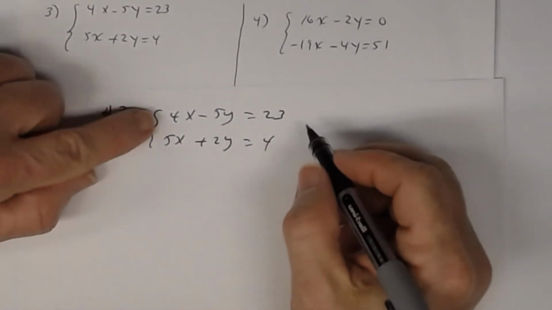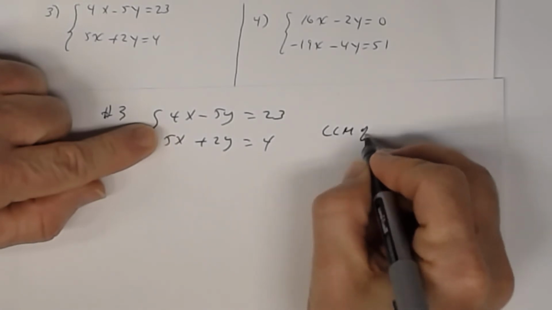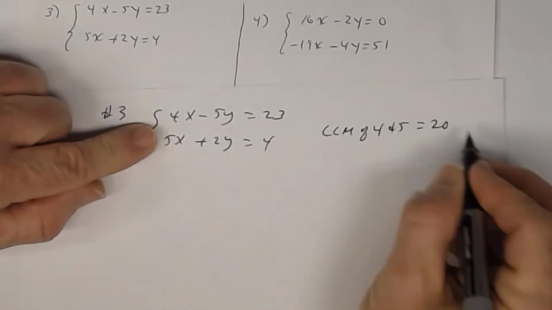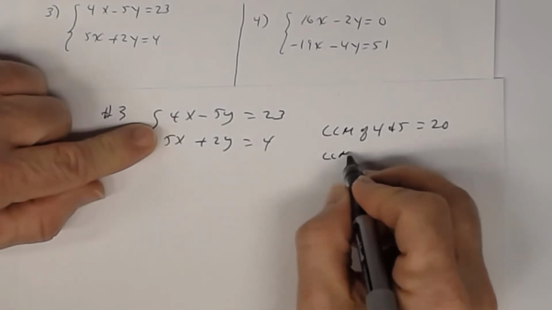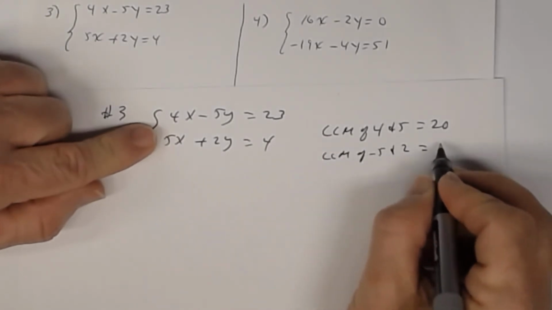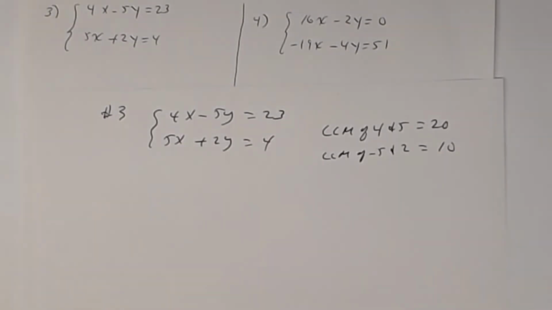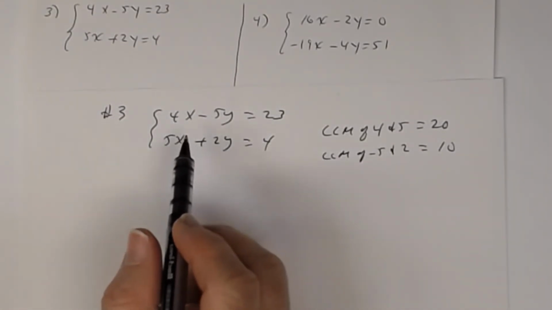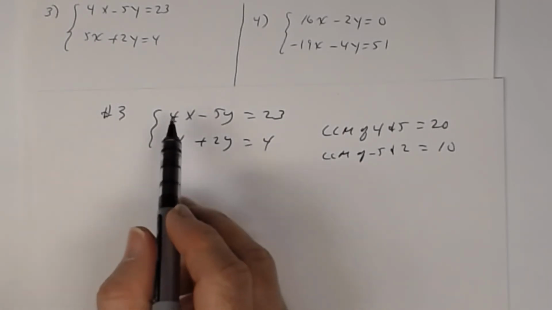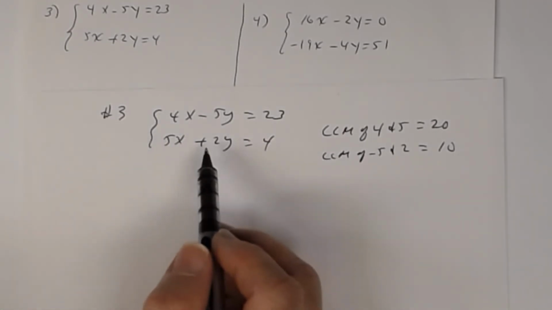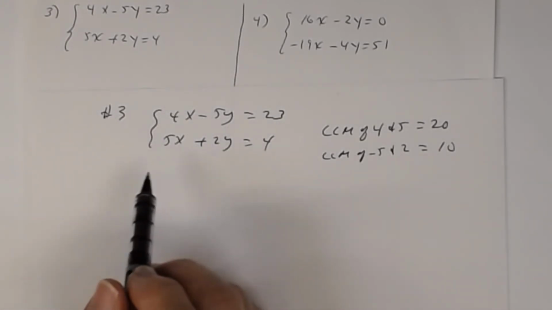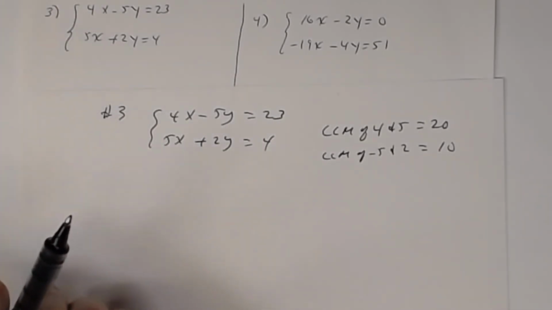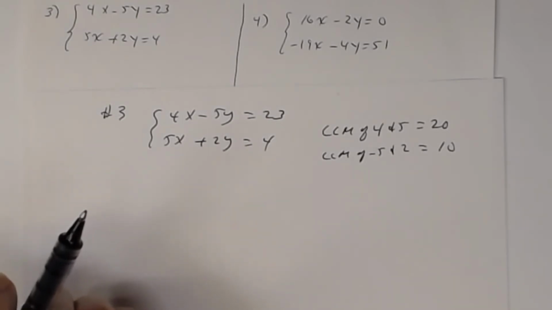So remember, you got to look at the least common multiple. The least common multiple of 4 and 5 is 20, right? And the least common multiple of negative 5 and 2 is 10. And so you decide, do I want to eliminate the x's or the y's? It doesn't matter which one you use because you're going to have to multiply both equations this time by a number. In the previous two, depending on which one you eliminated, you could have just multiplied one equation.